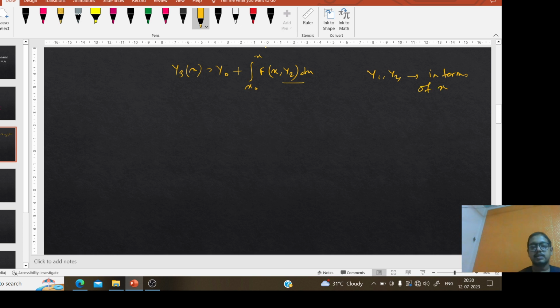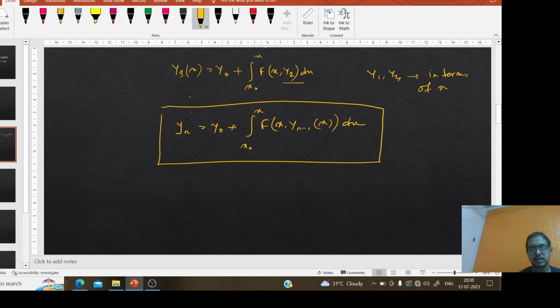If we proceed like this, we will get yn is equal to y0 plus the integral from x0 to x of f of x, y n minus 1 of x dx. So this is the working formula for Picard's method. By putting n is equal to 1, 2 and so on, we will get the approximations and we will get the solution at a particular point.